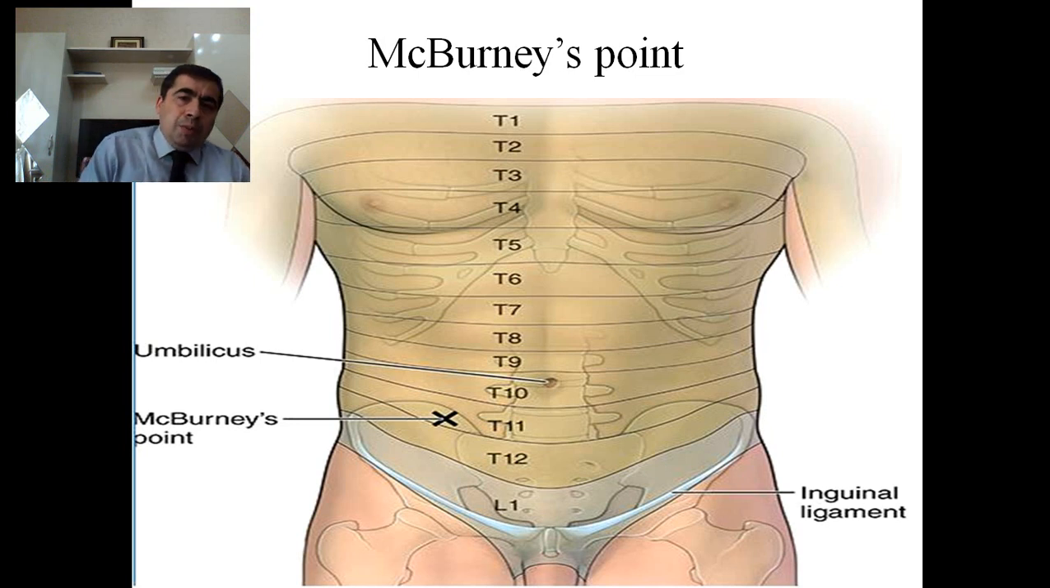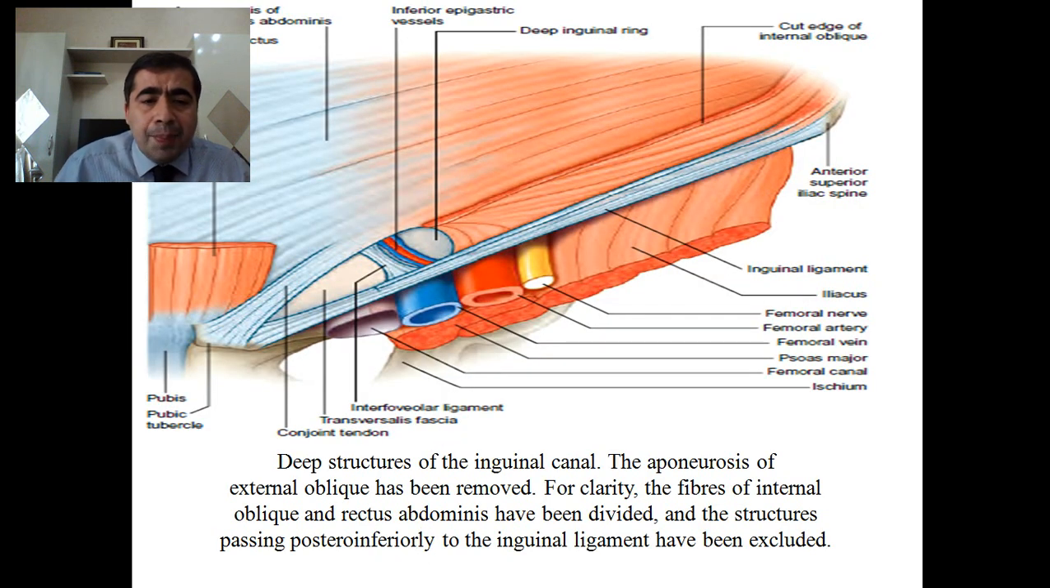McBurney's point, mainly the projection of the base of the appendix vermiformis. It is located on the line between the umbilical ring and the anterior superior iliac spine, between the lateral third and the middle third, mainly here, McBurney's point. And the deep structures of the inguinal canal are here.